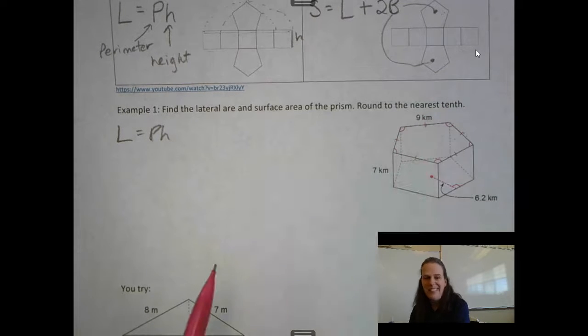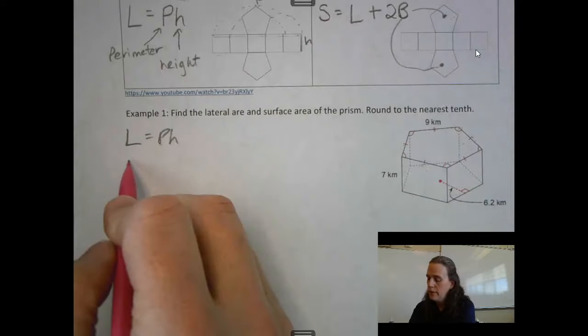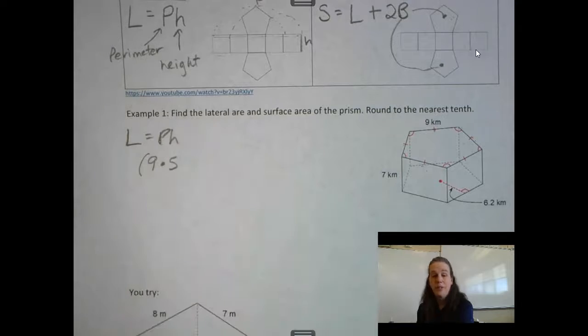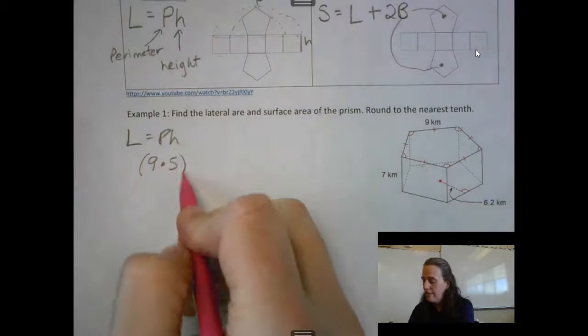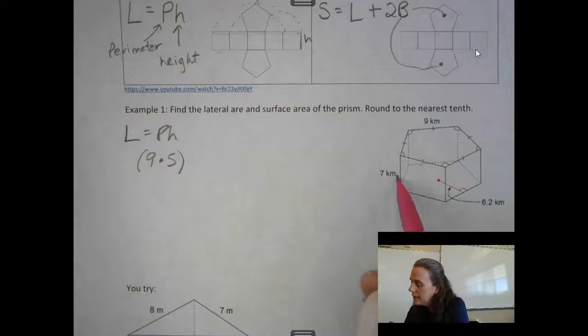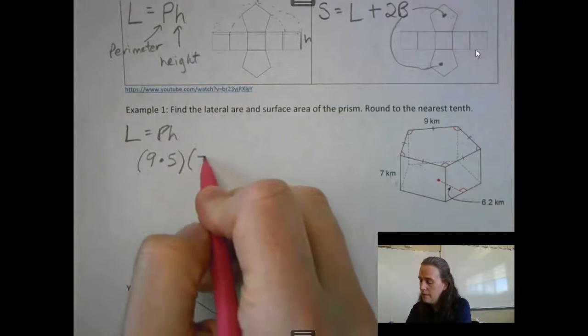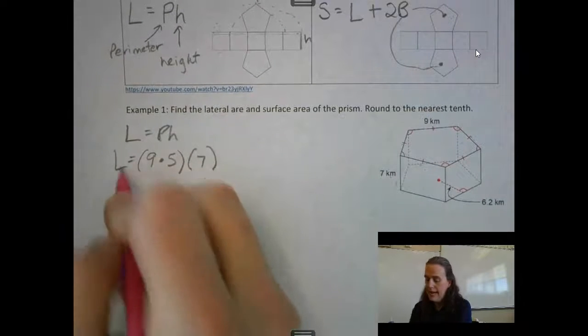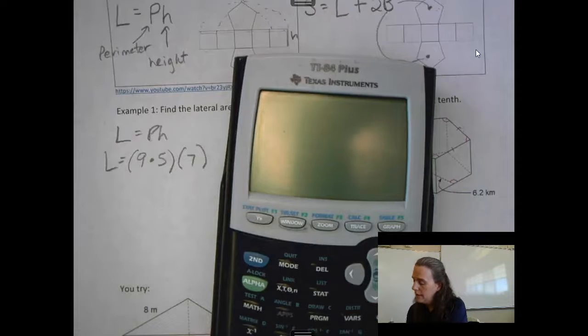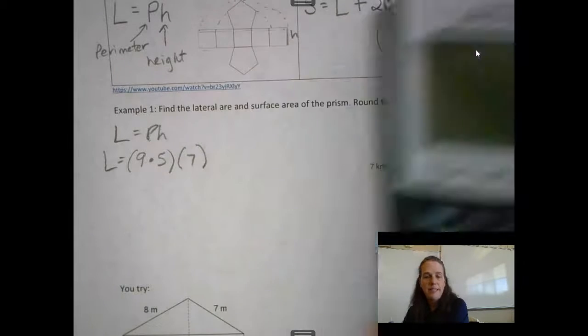How far is it all the way around that 5-sided prism? So I'm going to put on here 9 times the 5 sides. Or you could say 9 plus 9 plus 9, you could add them together 5 times. That's our perimeter. The height looks like it is 7. That equals our lateral area. I'm going to grab a calculator. Let's see what we've got. 9 times 5 times 7. 315.